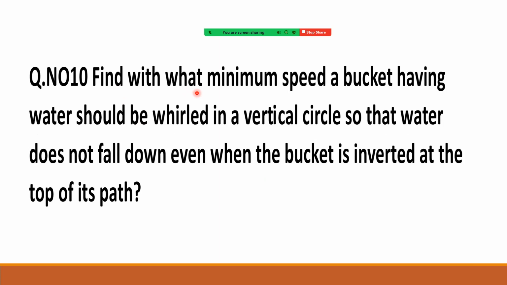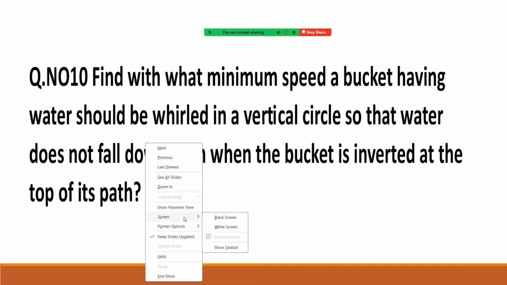Find the minimum speed with which a bucket having water should be rolled in a vertical circle so that water does not fall down even when the bucket is inverted at the top of its path. So this question is almost the same as the previous question. Okay, let us see. The condition is that water does not fall down.